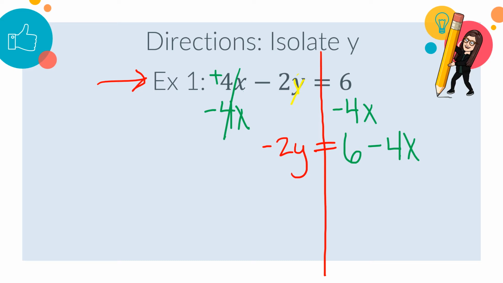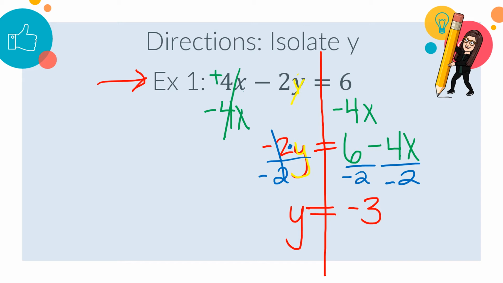This says negative 2 times y. Well, we don't want to move the y, so instead of y times negative 2, we're going to divide by negative 2, and we're going to divide every piece by negative 2. So remember what we do to 1? We do to all. The y falls down because we didn't use it. Equals falls down. 6 divided by negative 2 is negative 3. Negative 4 divided by negative 2 is positive 2x.